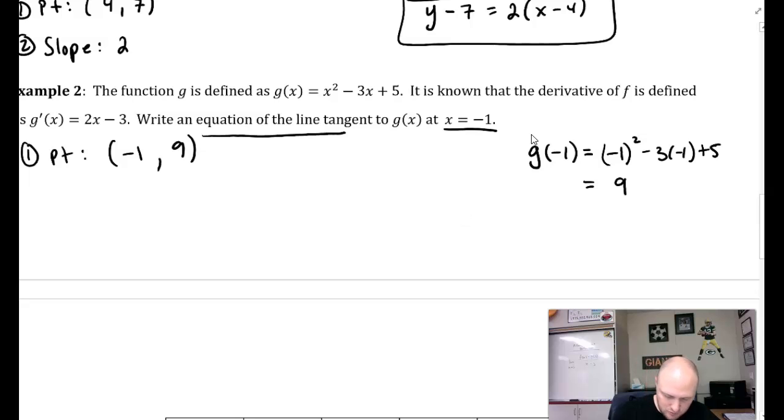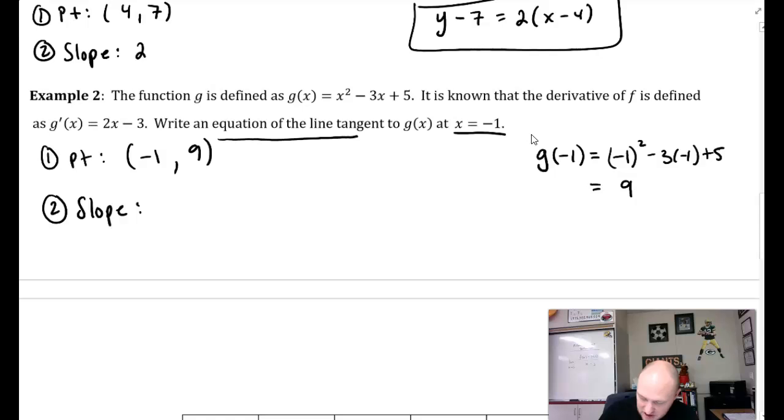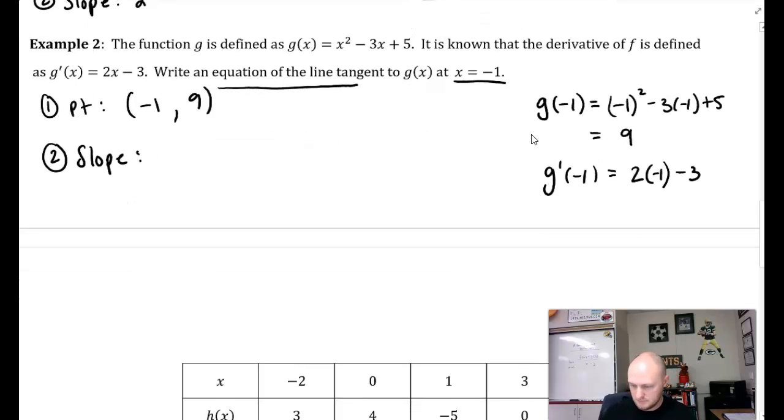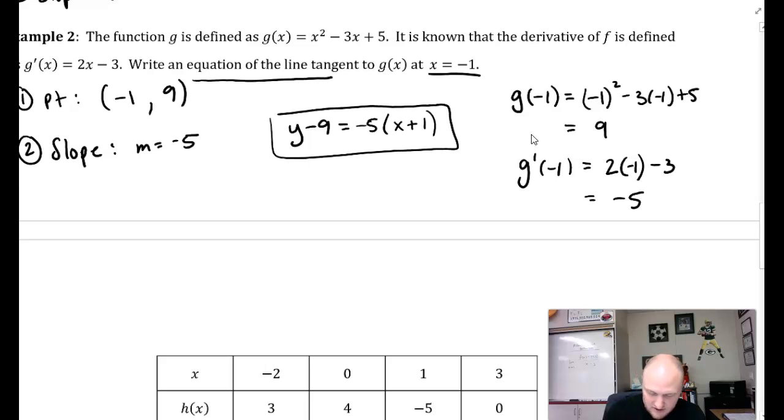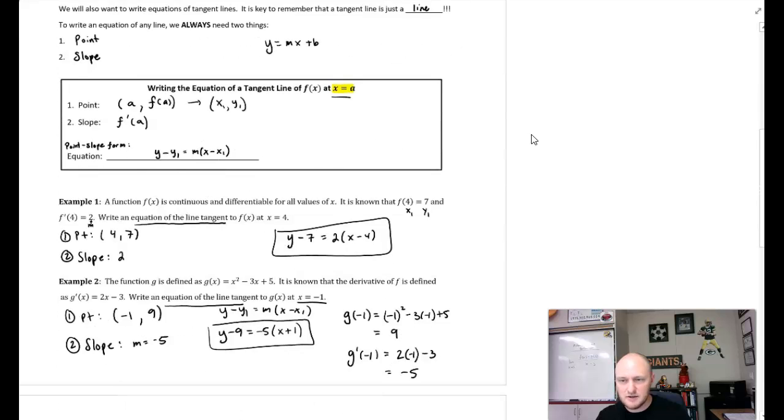Okay. Number 2. Now I need the slope. Well, they don't outright tell us what the slope is, but they do say that g prime is equal to 2x minus 3. So my x value that I have is negative 1. So g prime of negative 1 is 2 times negative 1 minus 3. Okay, so that gives us negative 5. I have my point, I have my slope. Now I can go ahead and write the equation of my line. Y minus 9 is equal to negative 5 times x minus negative 1, which becomes a plus. Right? Y minus y1 is equal to m times x minus x1. Pretty straightforward, right? Pretty easy.